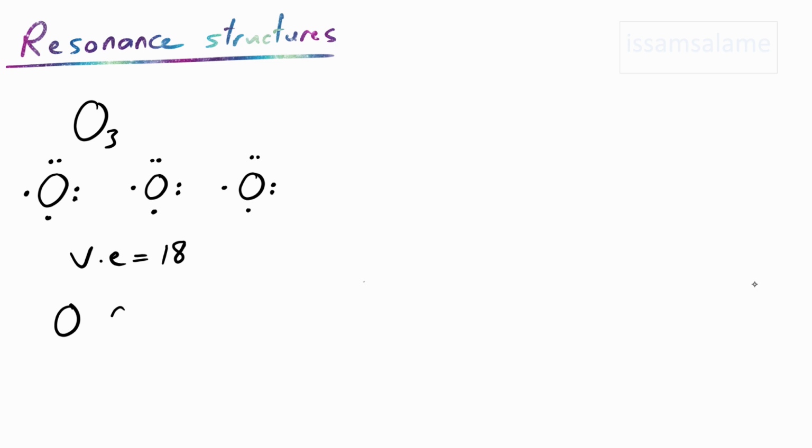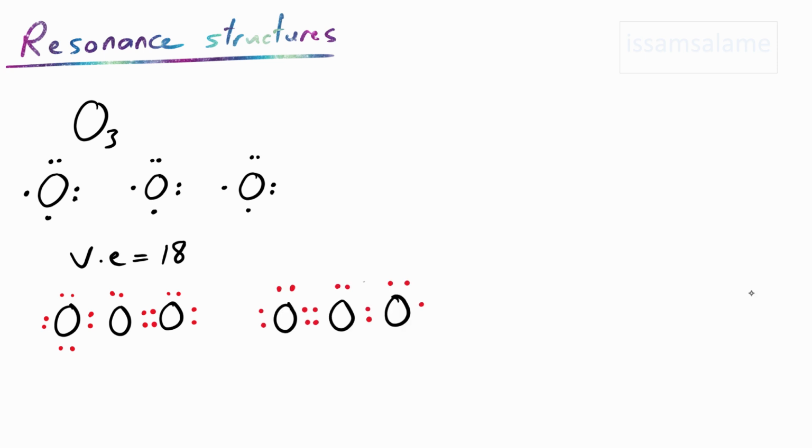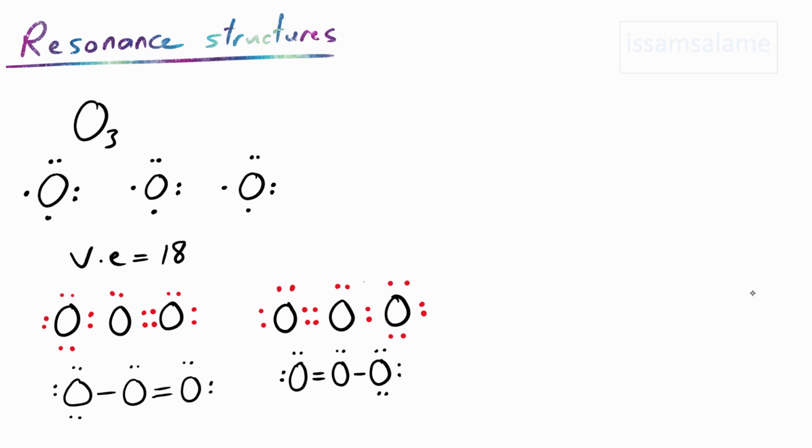Then we place the oxygen atoms next to each other, and in between every 2 atoms we place 1 pair of shared electrons. And then we find that we don't have enough electrons to complete the octet for all the atoms, so we have to share 2 pairs of electrons. And here we have 2 cases. Either the central atom shares 2 pairs with the right atom, or it shares 2 pairs with the left atom. And since both are true, we have to draw them both, and then we draw a double-headed arrow in between.